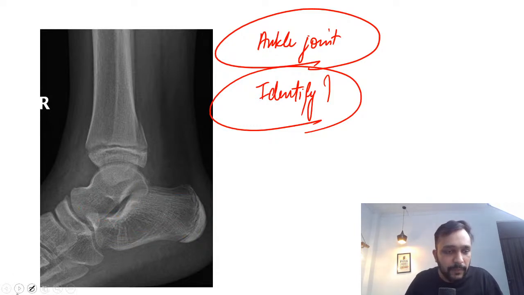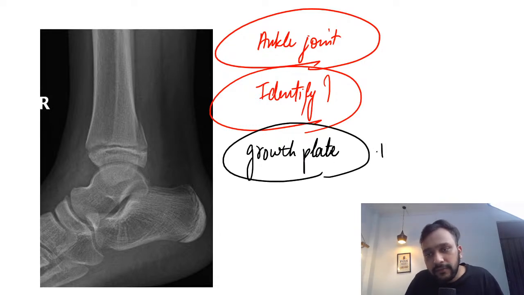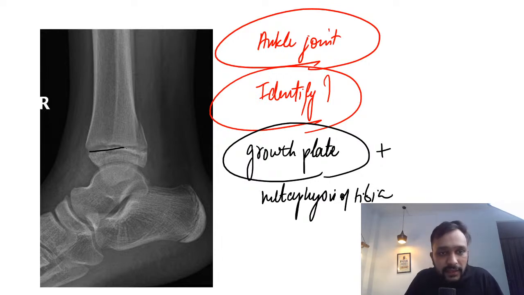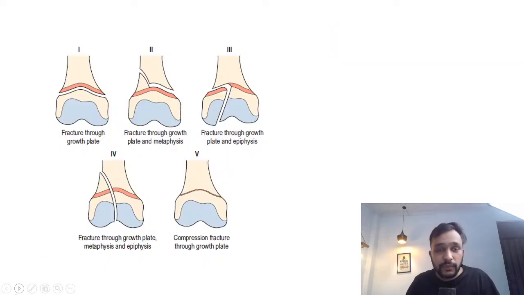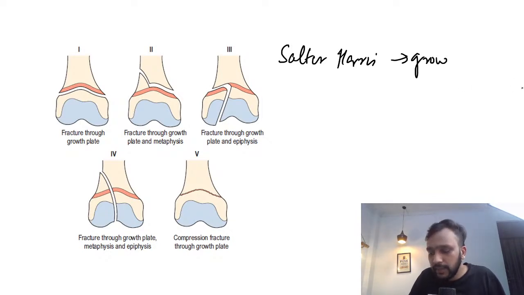So guys, this is a special type of fracture that is involving your growth plate. Along with the fracture of the growth plate, there is also a fracture of the metaphysis of the tibia. So this is a fracture of the growth plate plus a fracture involving your metaphysis. We are going to group it into the Salter-Harris group of fractures, which involve our growth plate. So guys, we should be aware about the Salter-Harris classification.